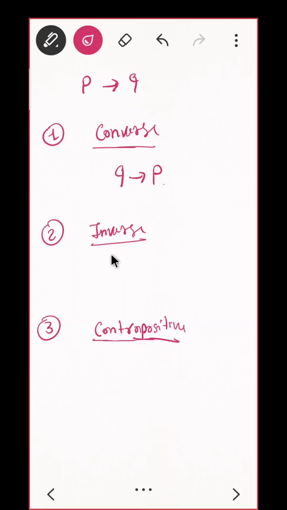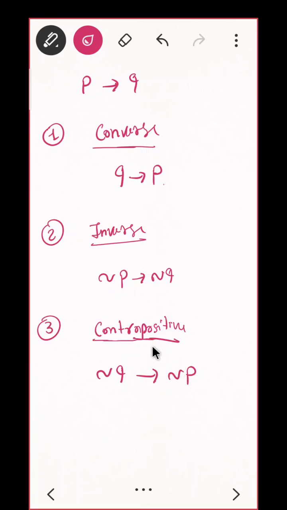What is inverse? Negation P implies negation Q. Correct. What next? Contrapositive. Perfect. Good. Negation Q implies negation P. Perfect. Good. So this is what we are having.